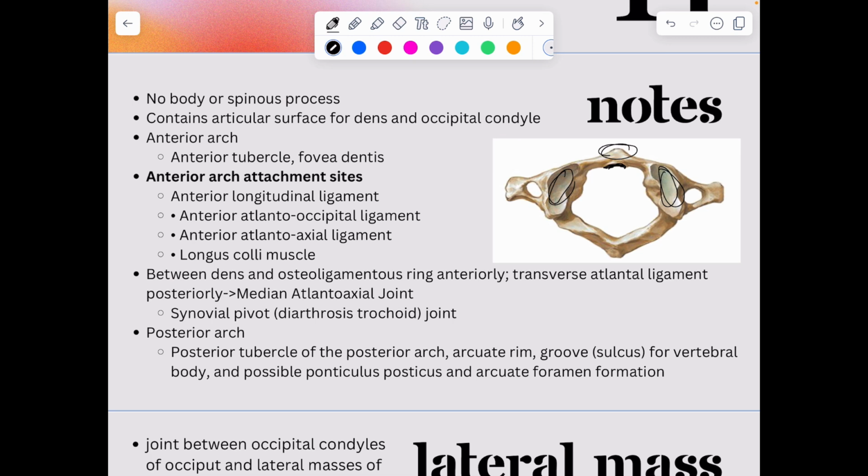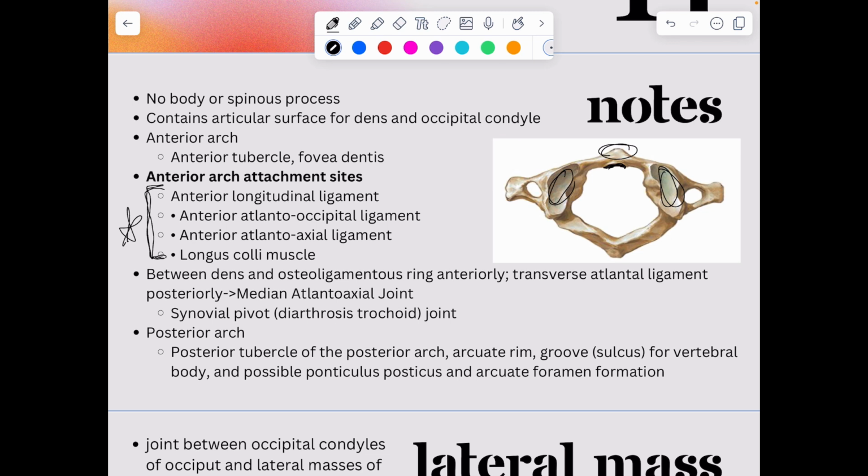And then we have attachment sites for the ALL, the anterior atlanto-occipital, the anterior atlanto-axial, and the longus colli muscle. Those first three make sense, right? And then so you just have to remember longus colli muscle. This was a question on our exam, super easy. She'll ask, or she did for us, what attaches at the anterior arch, or which one of these doesn't attach at the anterior arch? And then she has three of them, and then put something random.